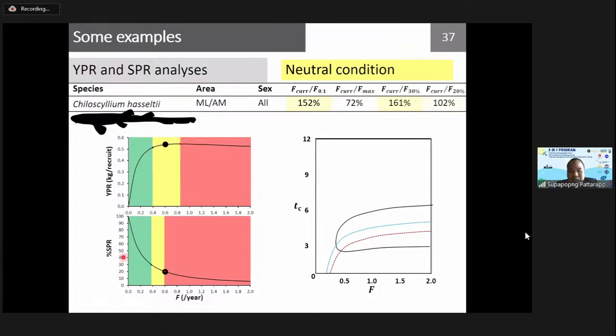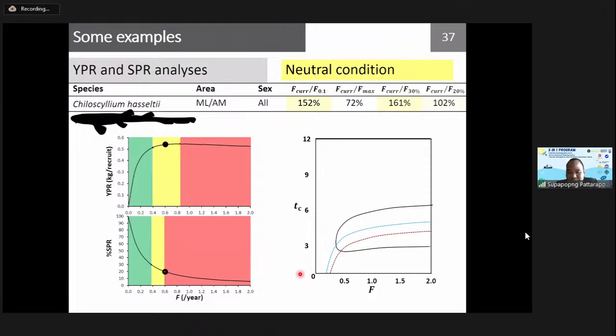And for the spawning per recruit, which focuses on the female, we found that in the recent situation we have only 20% female left in the sea. And for the sharks, if the female is just 20% left in the sea, it is not that good a situation. So we should do something to increase this point from here to here, at least 30% left in the sea.